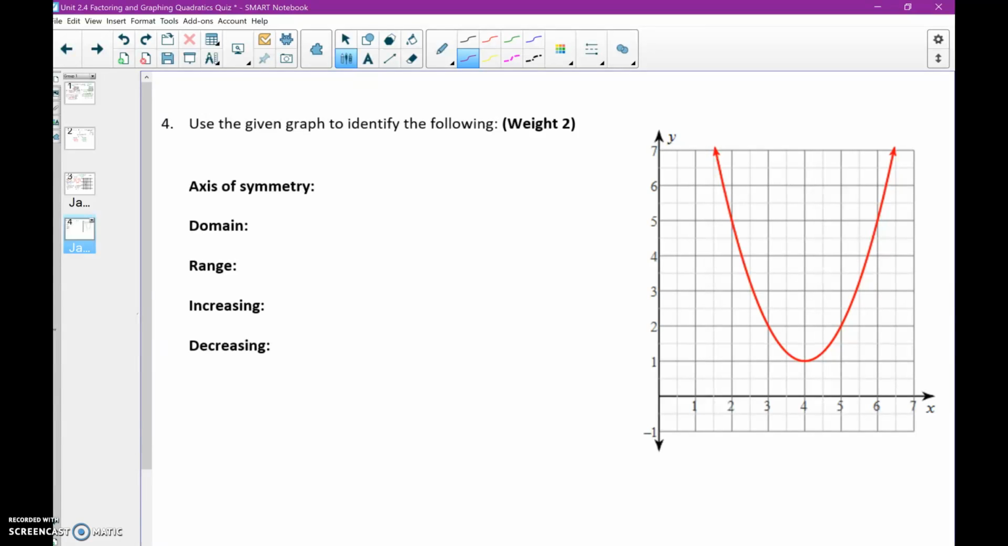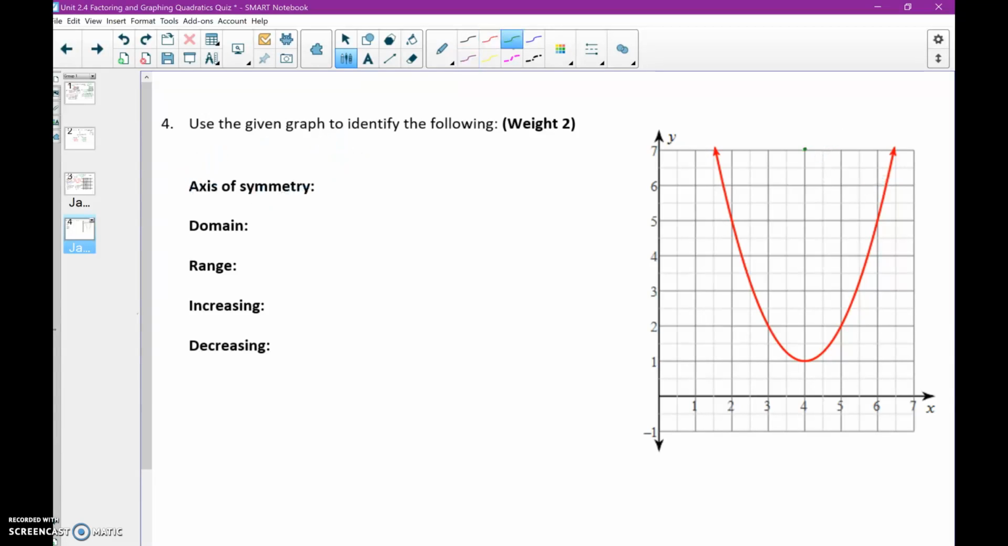Alright everyone, so this video is going to go over the last question on the quiz from Friday. In this one we gave you the graph and you had to take the information from it, so no graphing yourself. First of all, here's our parabola. Bottom here should be the vertex, kind of the lowest point of the graph, which means the axis of symmetry should be going right through that.